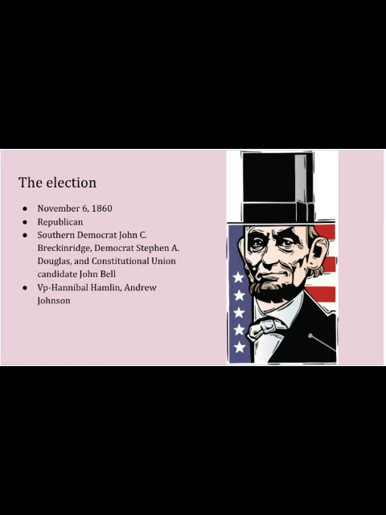The election took place on November 6, 1860. Lincoln was a Republican and was running against John C. Breckinridge, a Southern Democrat, Stephen A. Douglas, a Democrat, and John Bell, a Constitutional Union candidate.